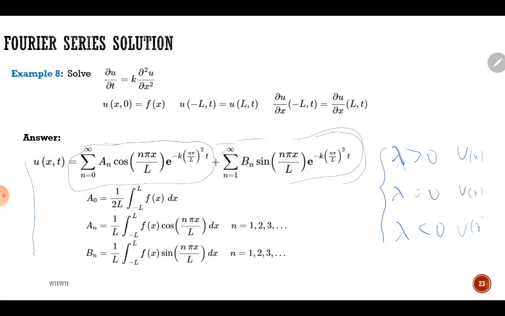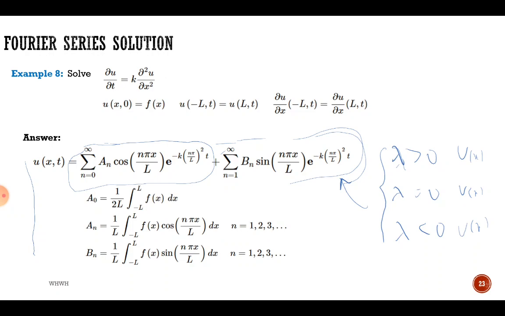And from lambda less than 0, what is our Vx? That will lead to this final answer. If you follow example 7 and example 6 before, I'm sure you are able to solve example 8, or your assignment question, to be particular.